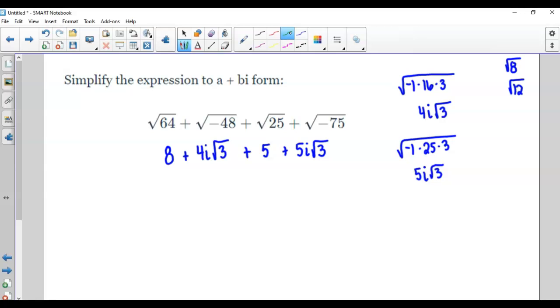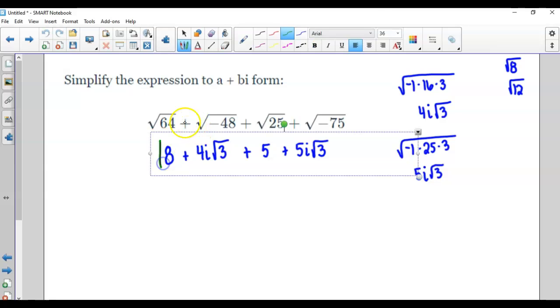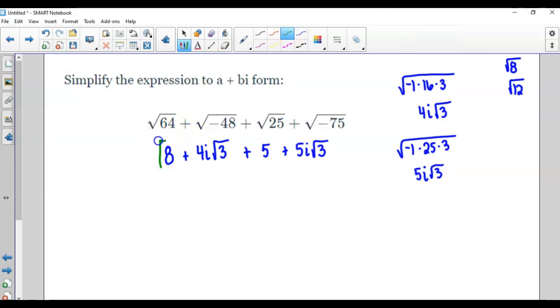Now, just like whenever you're in Math 1 and you're combining like terms for expressions, you have to combine like terms here as well. And so this 8 right here and this 5, we can put those together. So when we do that, we're going to get 13.